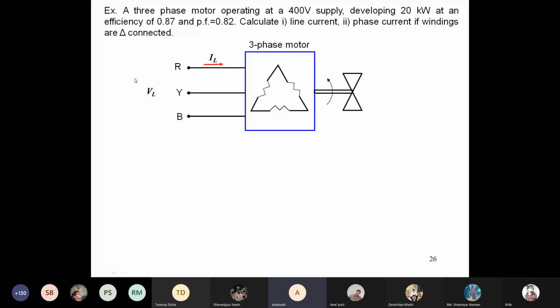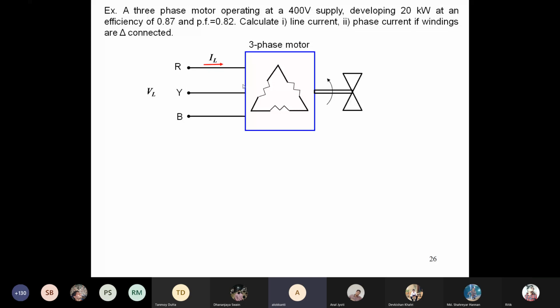If the output power is given, you can find out the electrical input. In a 3-phase motor, there are coils, so the power factor is also given. So the question is, calculate the line current and phase current if the windings are delta connected. Okay. So you take this sum as your homework, note it down and do it, simple sum.